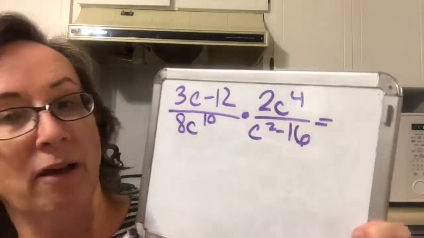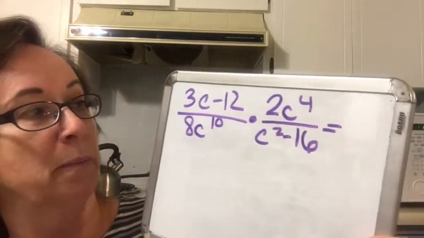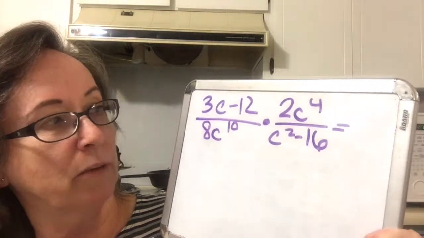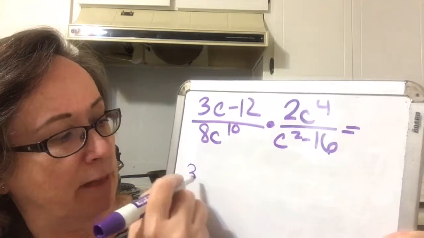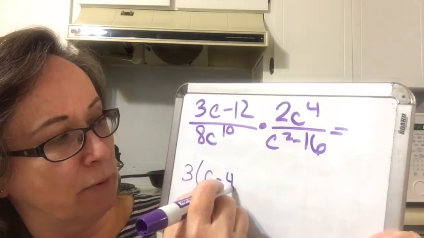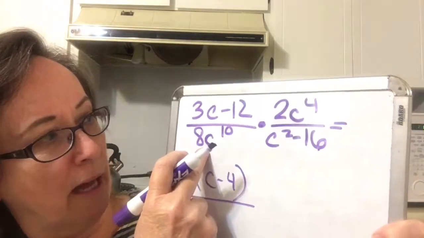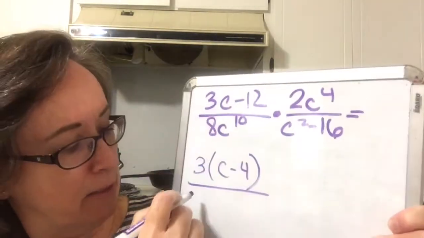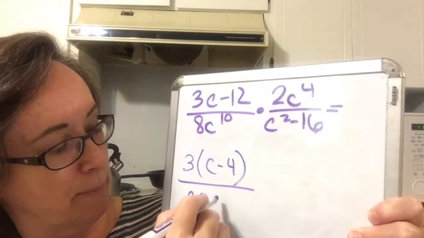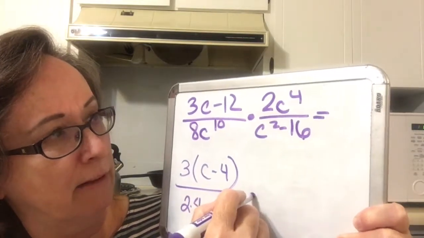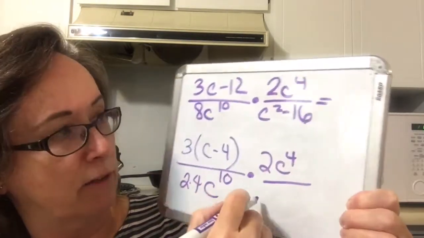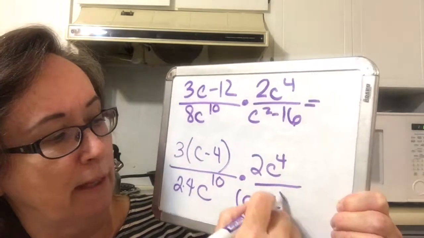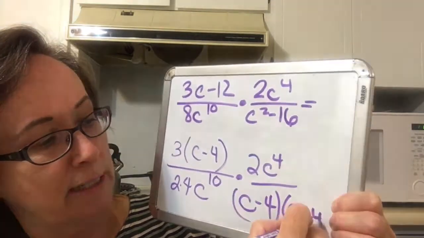So now this is where the plot thickens. We have rational expressions that we're multiplying together, and so we're going to factor. This one can factor out a 3, so I'm going to have 3c minus 4 over... now this one I could factor out a 2 because I see a 2 over there. I'll just go ahead and factor out a 2, 2 times 4, c to the 10. And then over here I've got a 2, c to the 4 that I'll write down. Down here, this factors into c minus 4, c plus 4, two conjugates.